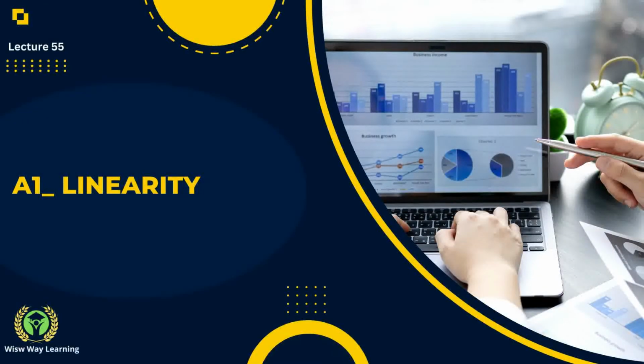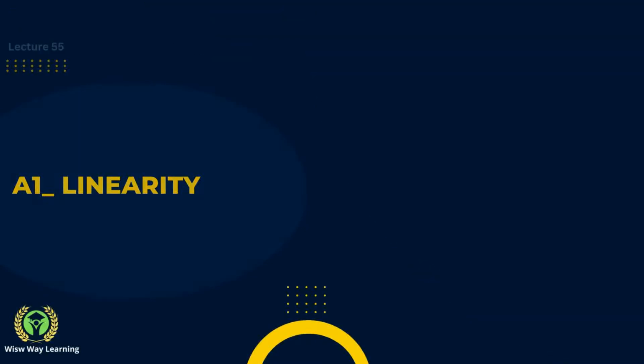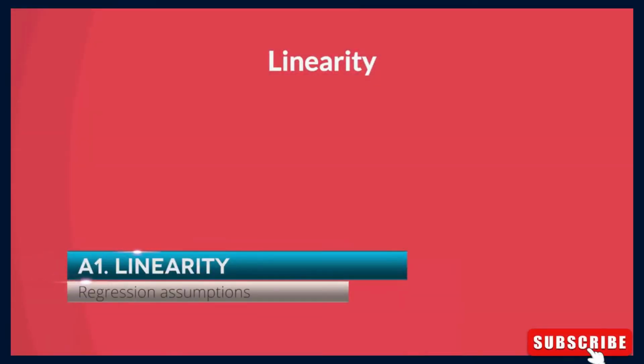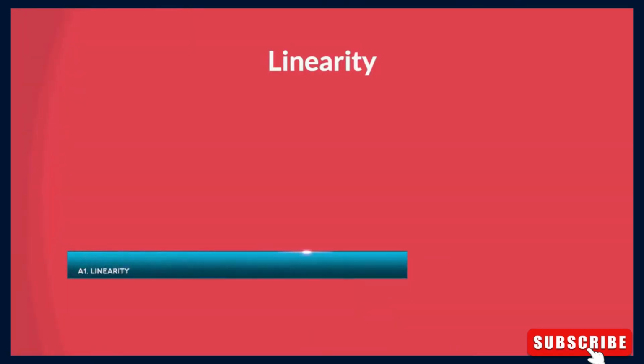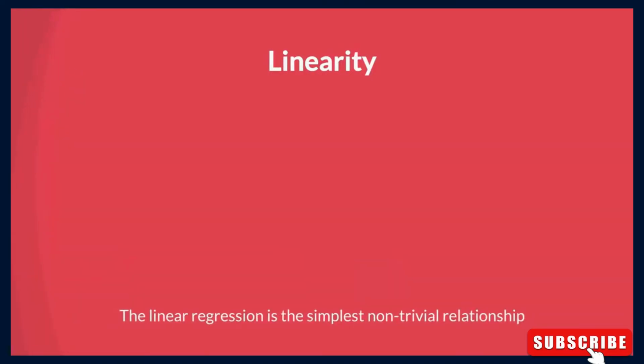Lecture 55, A1_linearity. The first assumption we will discuss is linearity. As we explained earlier, a linear regression is the simplest non-trivial relationship. It is called linear because the equation is linear. Each independent variable is multiplied by a coefficient and summed up to predict the value of the dependent variable.